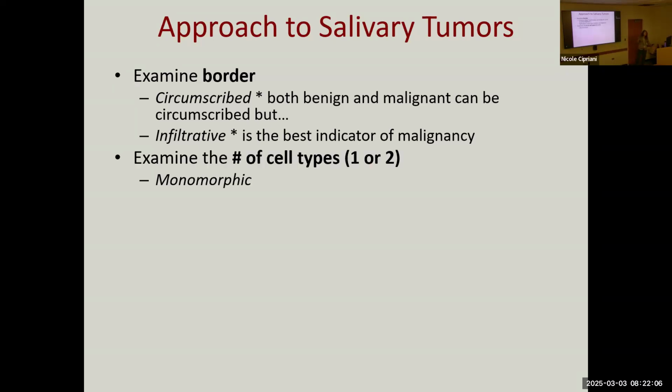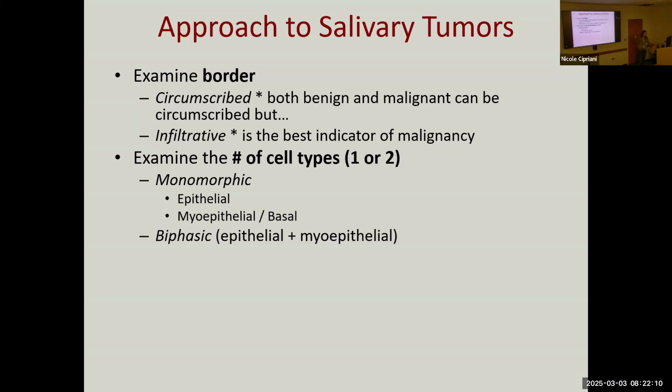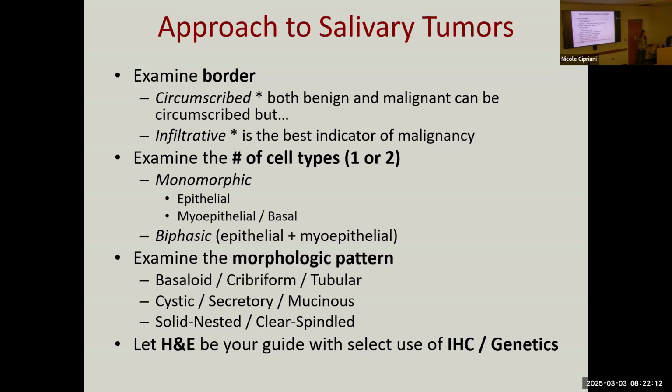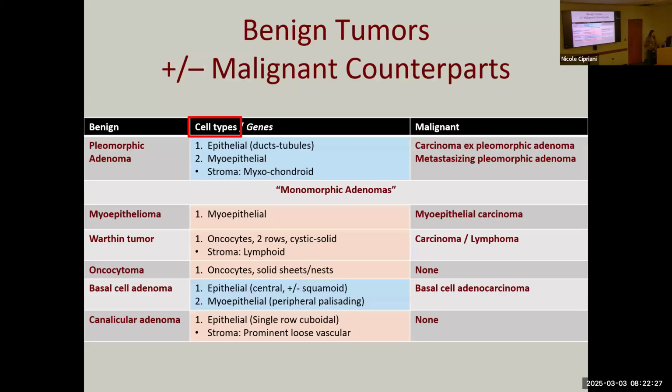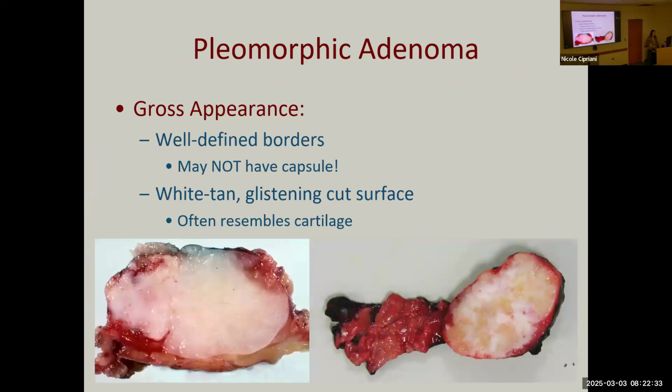We always want to think about the number of cell types, epithelial, myoepithelial, and is it monomorphic or biphasic? And then we can go into these morphologic pattern groups, which might help sort the monomorphic biphasic plus the morphologic pattern group might help us. But H&E with select use of immunos and select use of genetic testing. So we're going to start diving into each of these individual tumors. Questions?